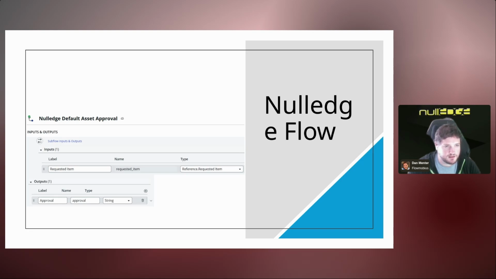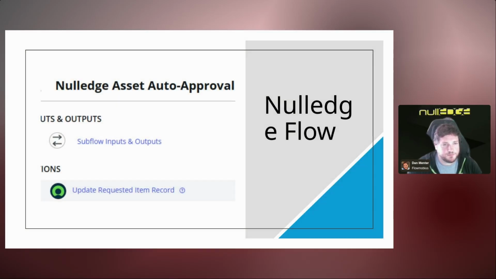So this is how we're going to set up all three of our different asset approval subflows that we're going to see in this example. Our first example is the asset auto approval flow. This flow is simply going to be one that updates the requested item record with the approval time and changes the actual approval field on the record itself so that we're able to capture all those for auditing purposes.